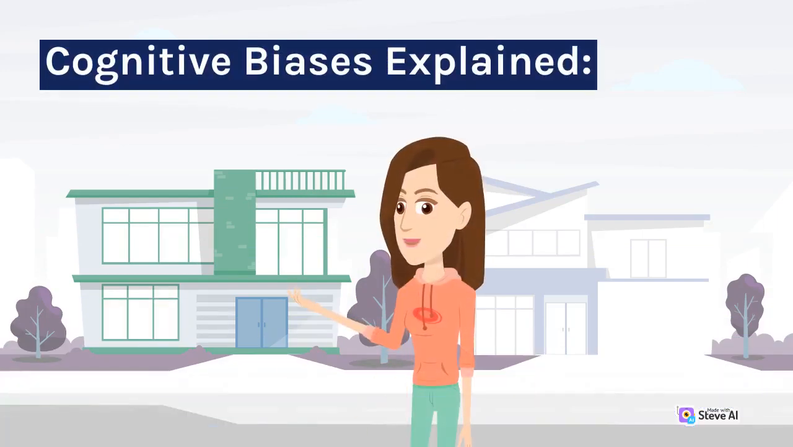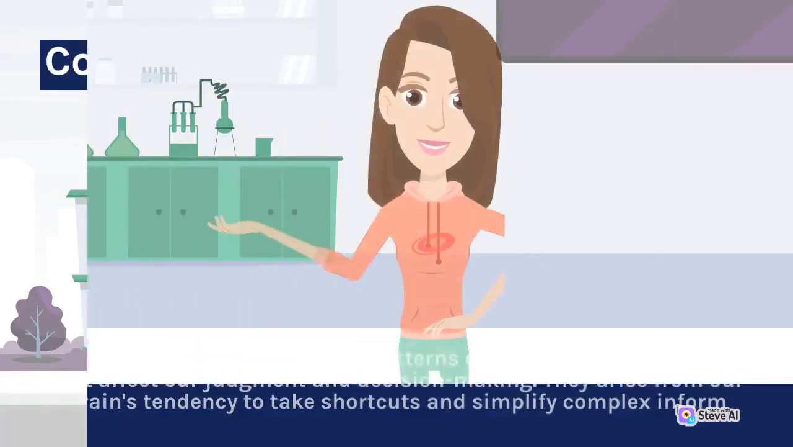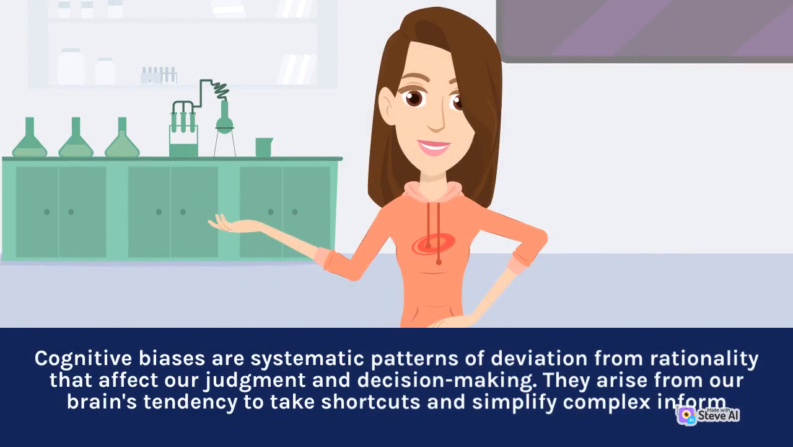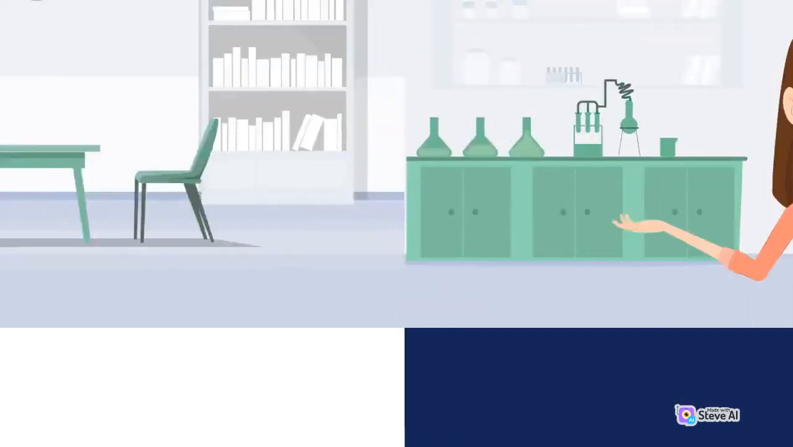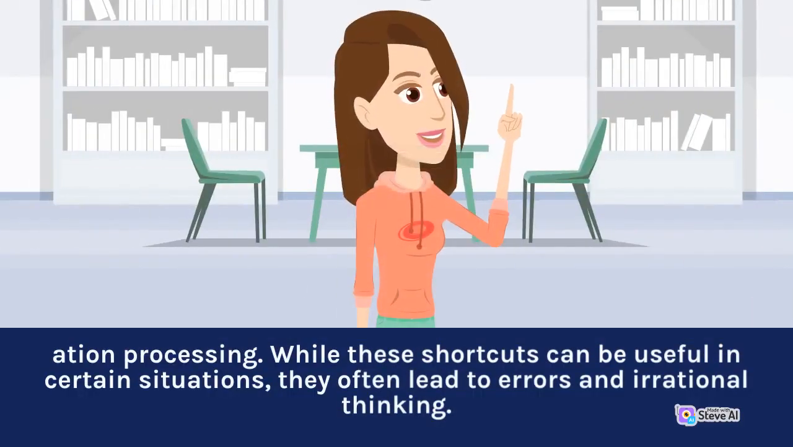Cognitive biases explained. Cognitive biases are systematic patterns of deviation from rationality that affect our judgment and decision-making. They arise from our brain's tendency to take shortcuts and simplify complex information processing. While these shortcuts can be useful in certain situations, they often lead to errors and irrational thinking.